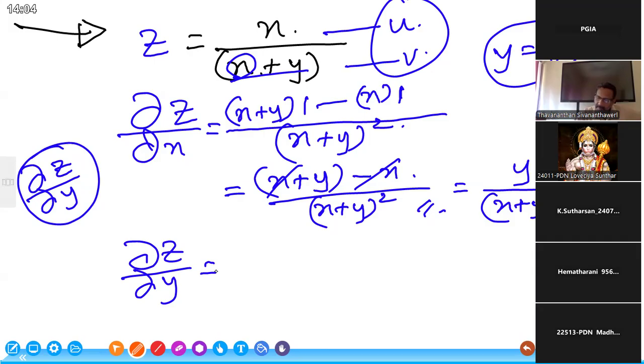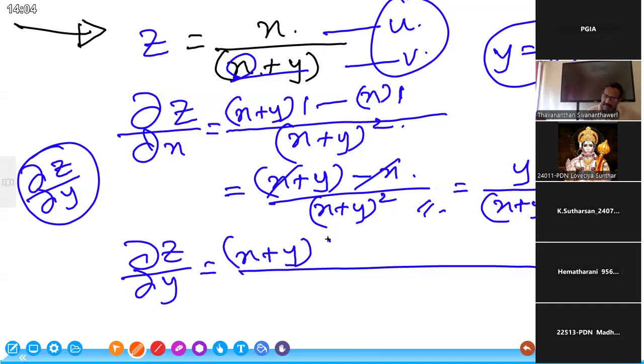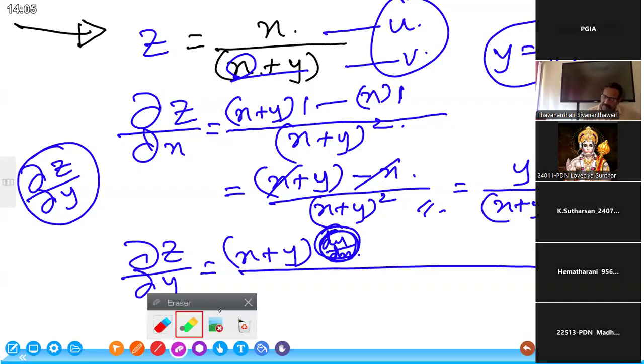x plus y minus y into (x plus y) minus y. What is du by dx? It's 0, and the denominator is (x plus y) squared. I'm asking about the numerator, so that is fine. What is du by dx? It is 0, sir, because here u is x. It should be a constant.